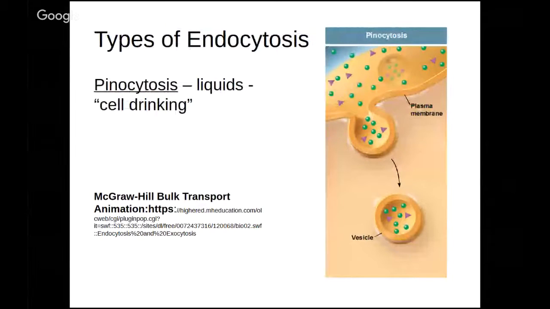Another type of endocytosis that you'll hear about is something called pinocytosis or pinocytosis. Pinocytosis is known as cell drinking. So this is when the cell brings a liquid, a drop of liquid, inside. And so what it will do is it will kind of bend its membrane inward, and the little liquid flows into that little vesicle, and then it pinches off and comes on inside.